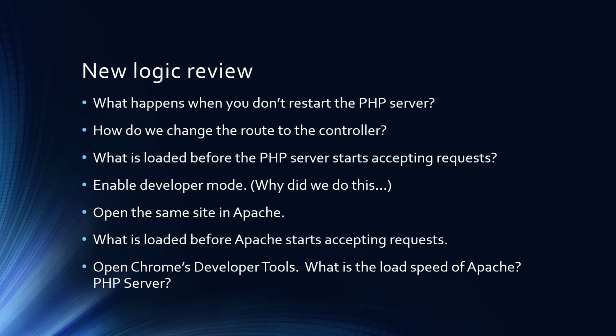Now let's review some of the new logic we wrote. So what happens when you don't restart the SWOL PHP server? That's a good question to think about. How do we change the route to the controller? Remember, that's in the route PHP file under the config. What's loaded before the PHP server starts accepting requests? In other words, how do you get Expressive to preload your code, and how do you decide what's preloaded and what should be loaded at request time? In other words, preload versus request load. And why would you want to?